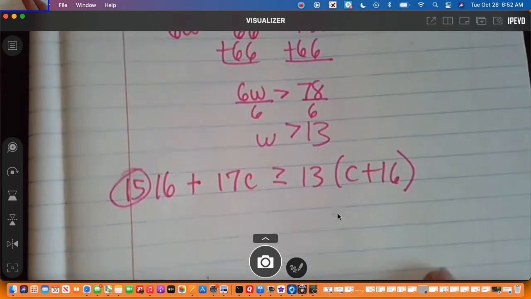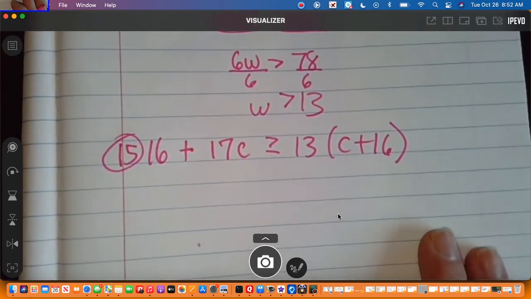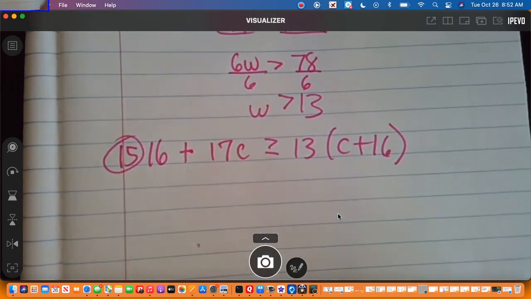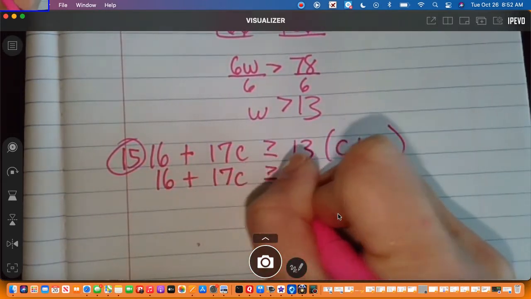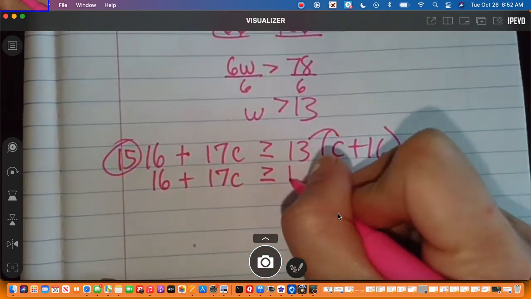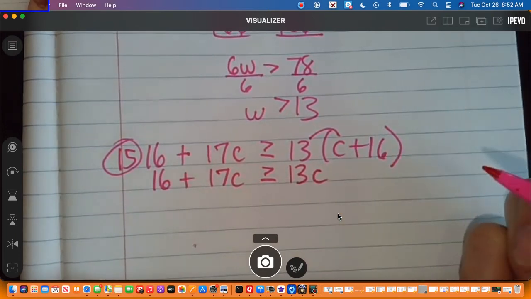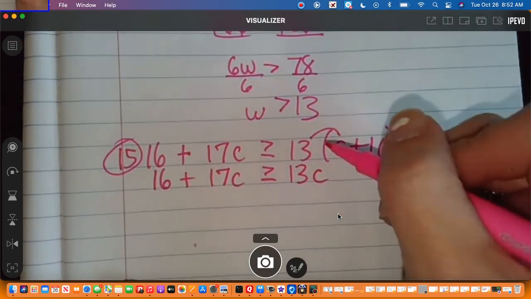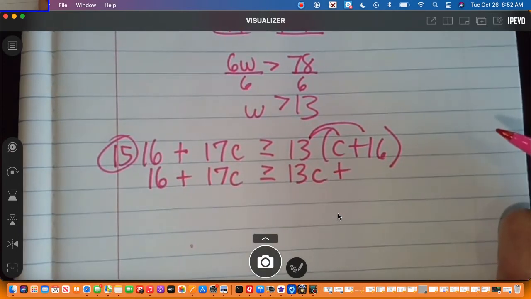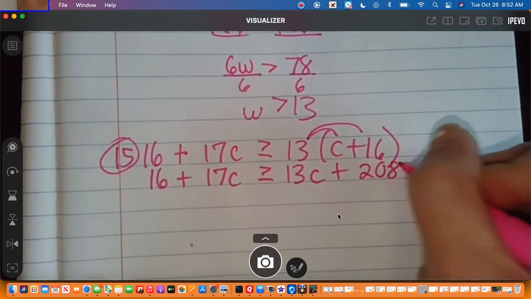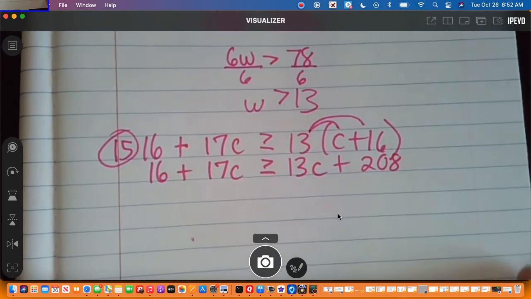Okay, what do I do on this one? The first step should be to what? When there's a number outside parentheses, yes, you distribute. So I'm going to write this down. What is 13 times C? 208. 13C. I'm guessing 13 times 16 is 208.